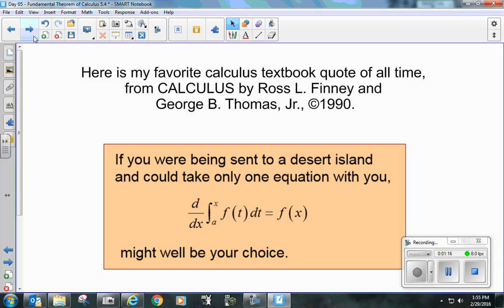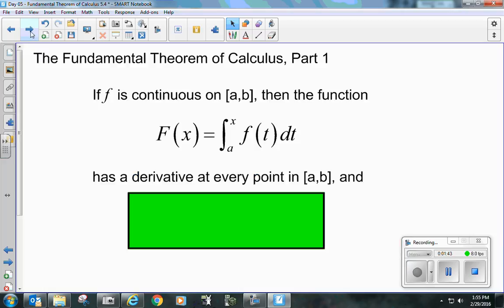If you were being sent to a desert island and could only take one equation with you, it would be this. What does this d over dx represent? Derivative. What does that represent? Integration. They're opposites, they can cancel. So f of t would just be f of x. It's just the equation itself. Now, I don't get it. That's why we have notes on it, so you can better understand it.